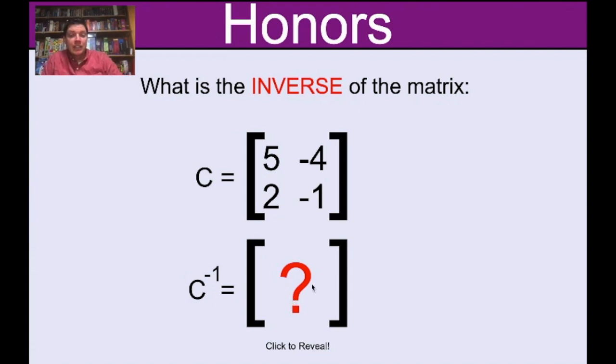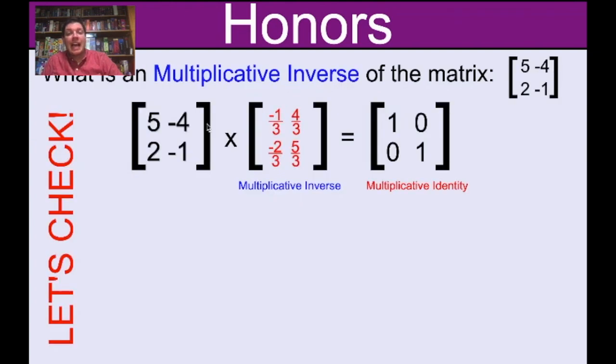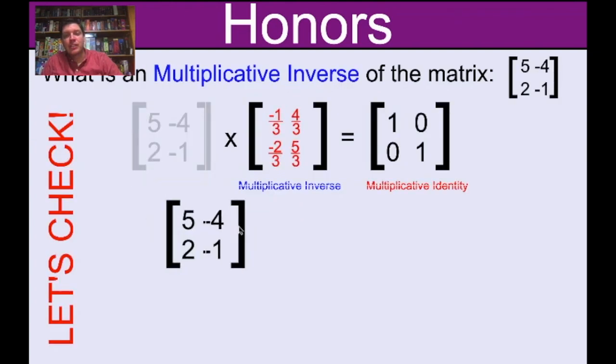Okay, the correct answer for this one, it's an ugly one. The correct answer for this one was you should have gotten negative 1/3, positive 4/3, negative 2/3, and 5/3. Okay, so that's the answer you should have gotten. Go back and track your mistakes if you got some. And I'm going to show you that that actually is the right answer, even if it's super duper ugly.